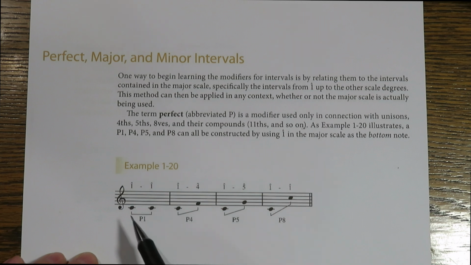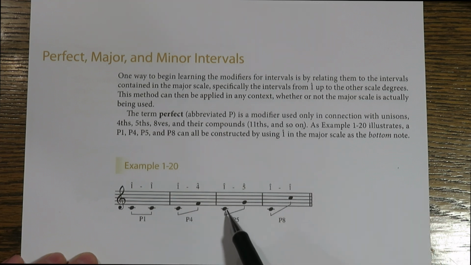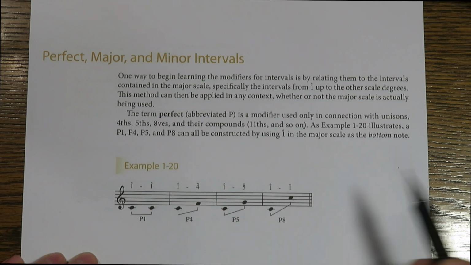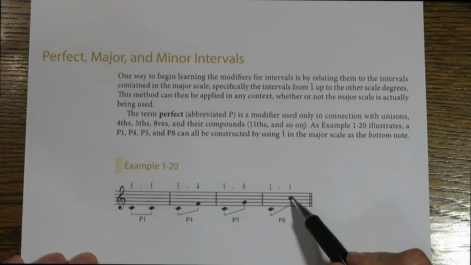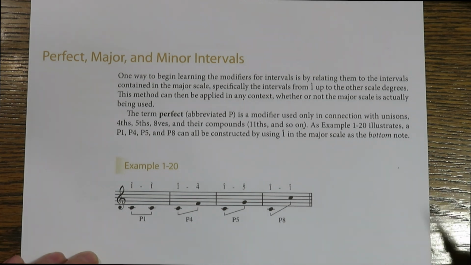Okay? So we have C to C. That's a perfect unison. Okay. C to F is a perfect fourth. C to G, perfect fifth. And C to C is a perfect eighth or octave. Okay.